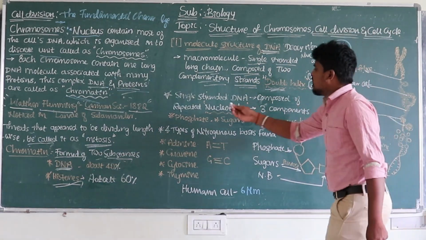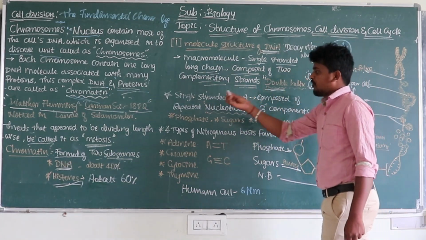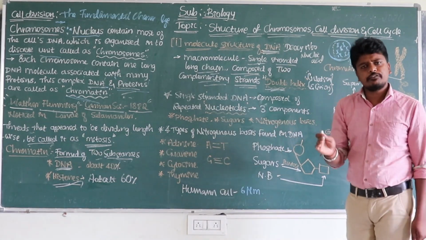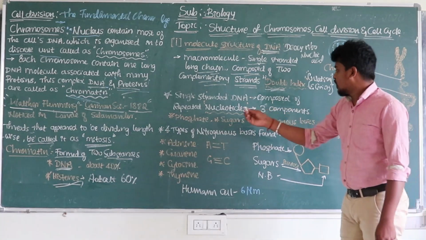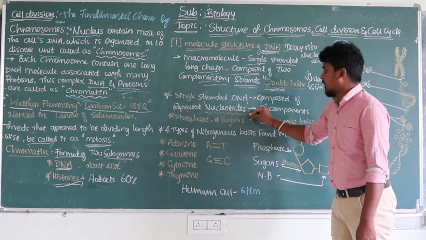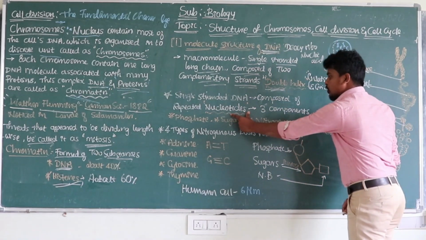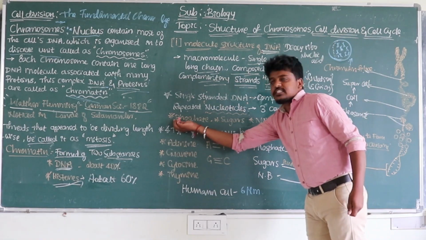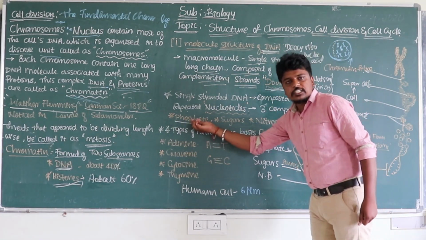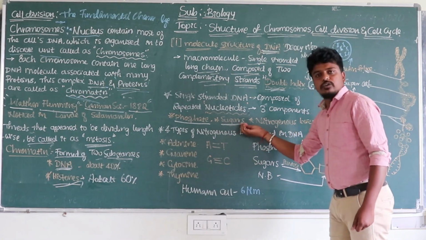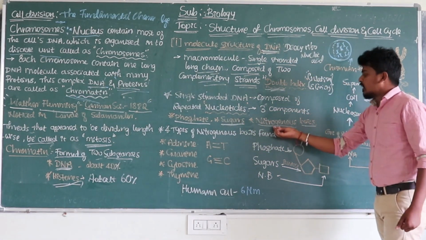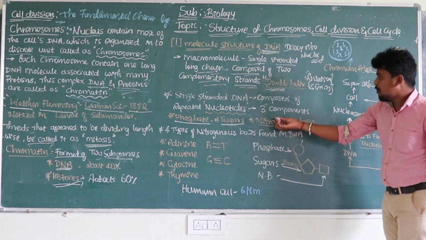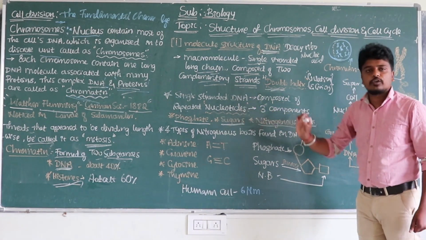Clear? And the single stranded DNA is composed of repeated nucleotides. On the surface of a DNA, there will be a number of repeated nucleotides. Clear now? The nucleotides are made up of three different components. The first group of components is phosphate. The second one, the sugars. The third important one, the nitrogenous bases. Have a look here. These are the important components of nucleotides.